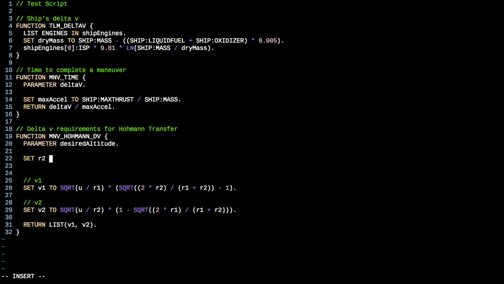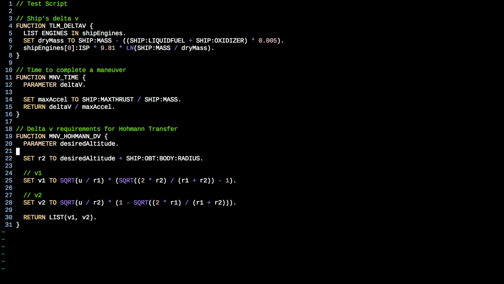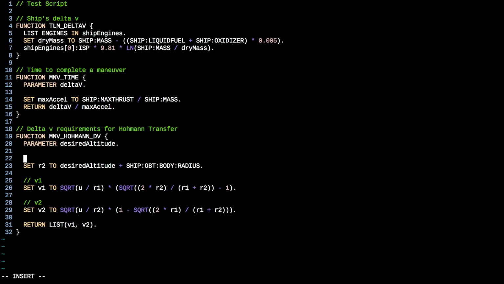So we can say set R2 to desired altitude plus the radius of whatever we're orbiting. So ship, orbit, body, radius. There we go. Okay. So that's our R2 value. We need to figure out what our R1 value is. And this one's a bit easier because the semi-major axis we can just get directly, and this is actually going to be the altitude above the center of the body. So we'll say ship, orbit, semi-major axis. Remember, this is the average of our apoapsis, the highest part of our orbit, and our periapsis, the lowest part of our orbit, but it's also adding in the body radius automatically.